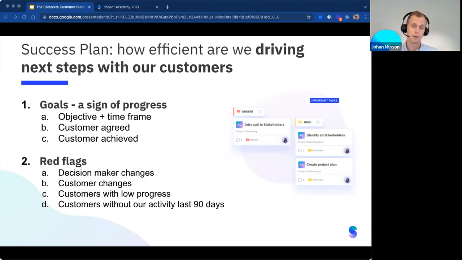A goal is basically an objective that we want to achieve, that the customer wants to achieve, and a time frame. And the more goals we can drive and achieve with the customer, the better way of showing progress.